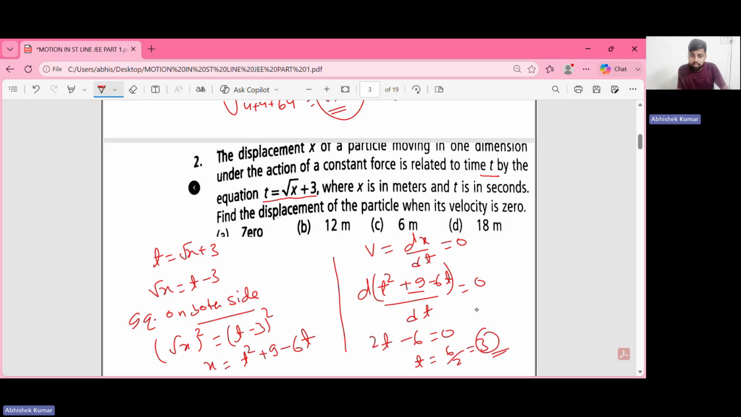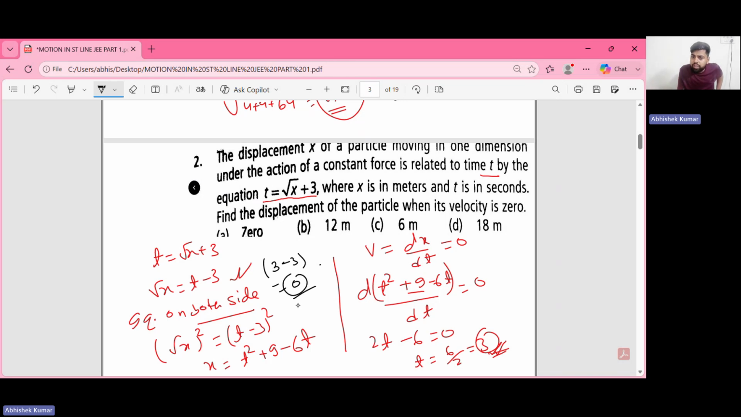Now I want the displacement when the velocity is 0. We got that time as 3, meaning at 3 seconds the velocity is 0. Now put this value here. If you put this value here, what will you get? You will get t is 3, minus 3, how much?